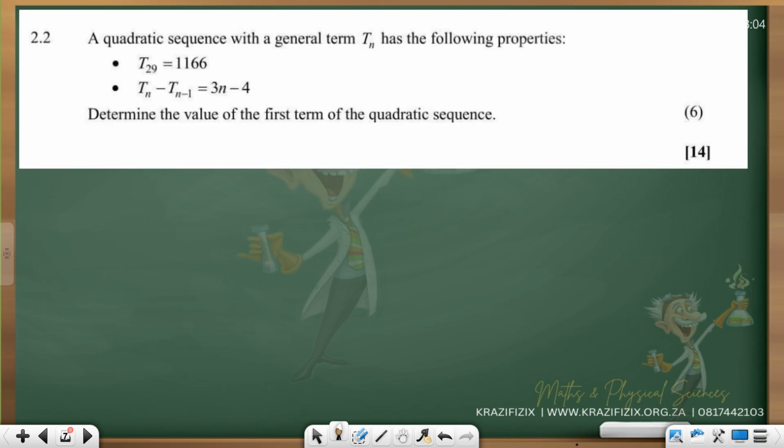Beautiful. Oh, guys, we have this 6 marks. A quadratic sequence with a general term Tn has the following. Determine the value of Glenvista. I was emphasizing this in one of the classes that I was teaching you about quadratic. I don't know how many people were in that class.